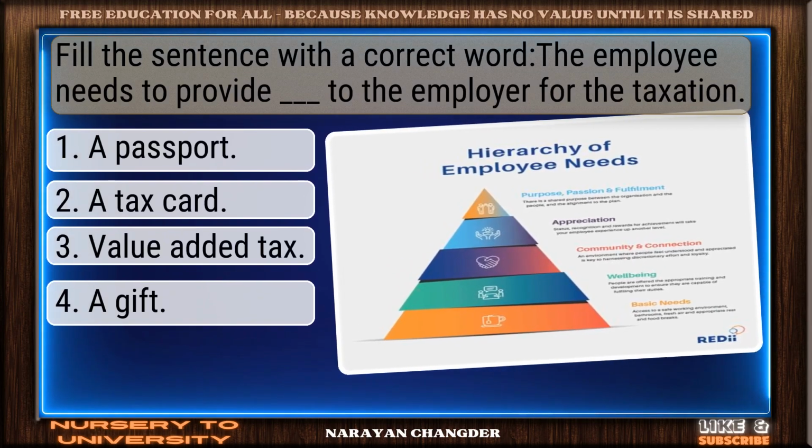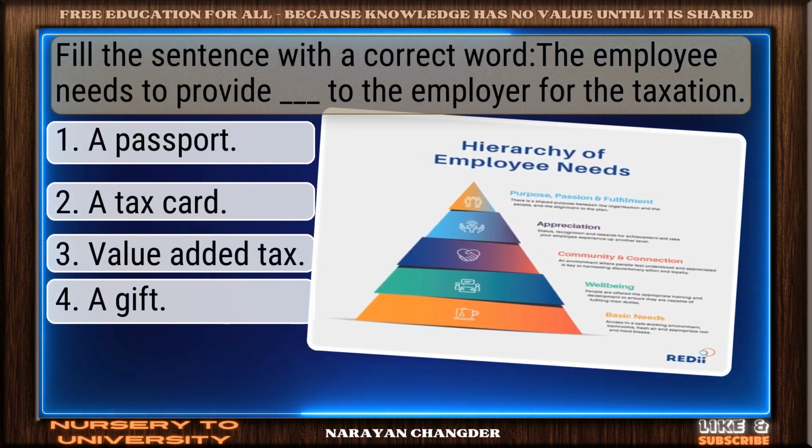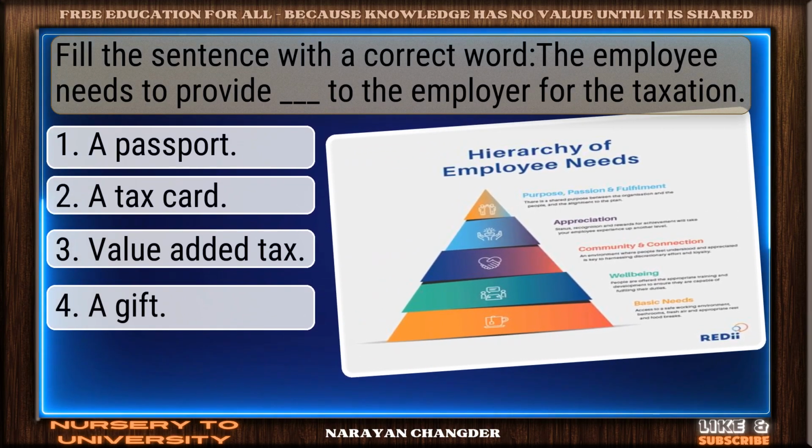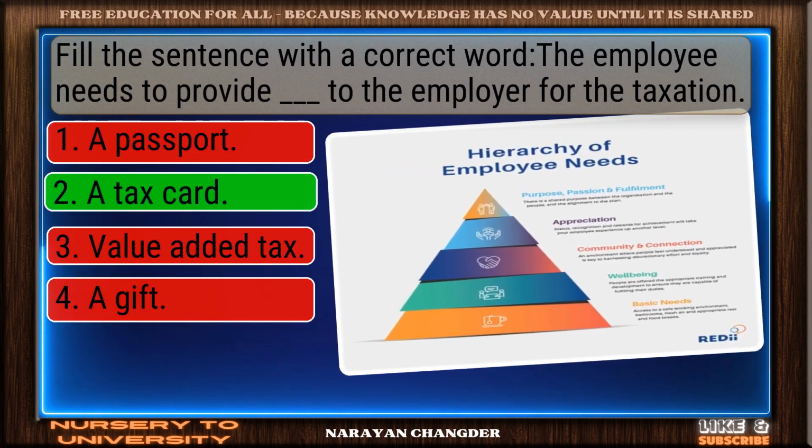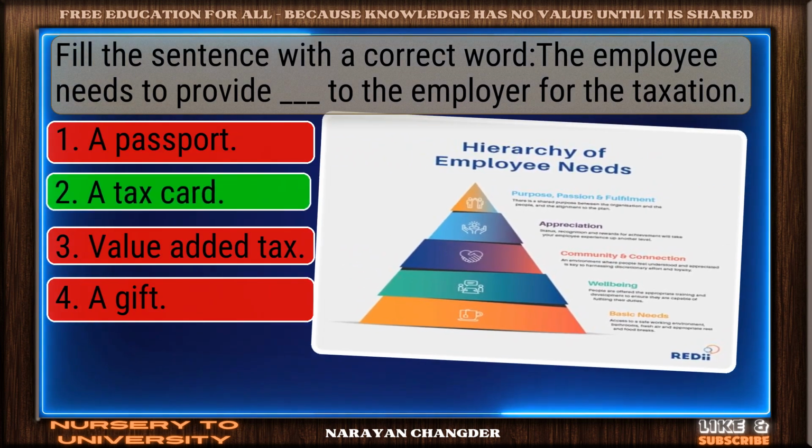Fill the sentence with a correct word. The employee needs to provide dash to the employer for the taxation. Well picked. A tax card is the correct answer.